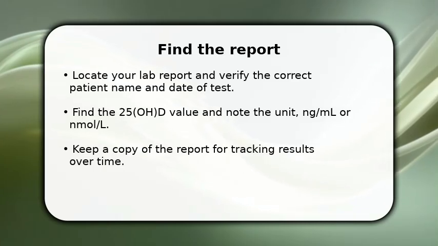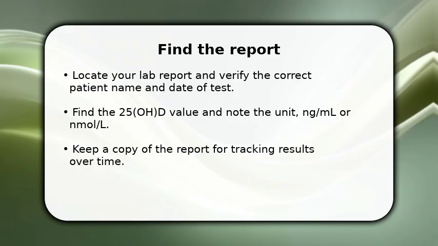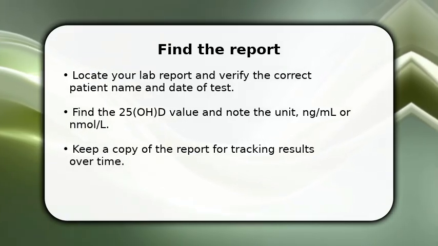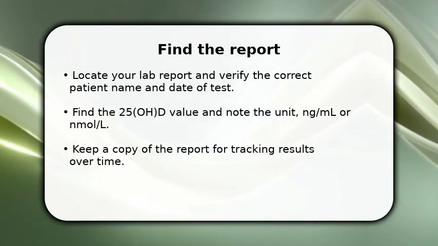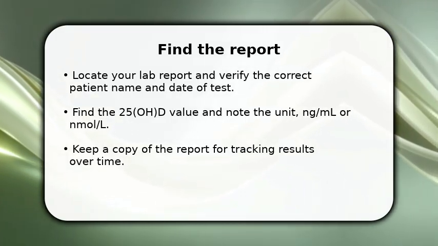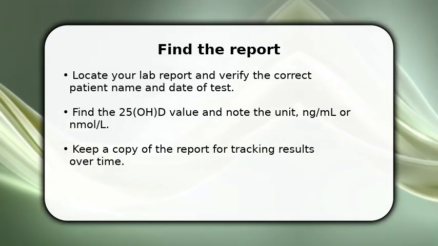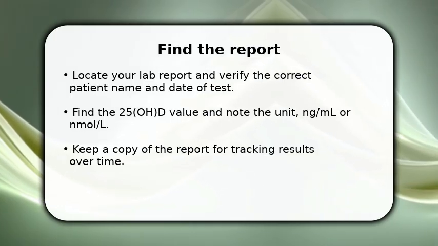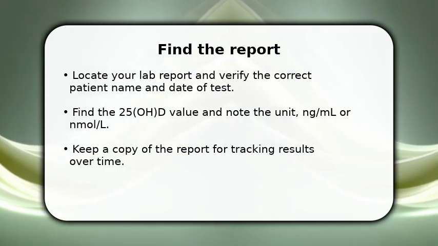In this video, I will explain how to check a vitamin D report. Start by locating your lab report and confirm the correct patient name and test date. Then find the 25-OH value and note the units, ng/mL or nmol/L. Compare the number to the reference ranges listed on the report and record the result in a notebook or app for tracking changes over time.